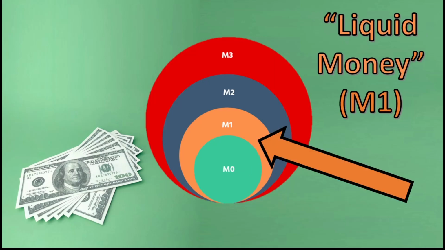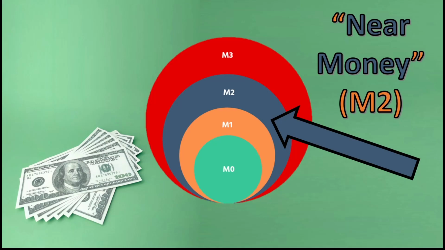Now we get into some of the more common measurements of the money supply, and this is the M1. The M1 includes everything in the MB plus checking accounts and certain other checkable deposits. The M1 basically consists of the most liquid portions of the money supply, so this includes hard currency and other money equivalents that can be easily converted to cash.